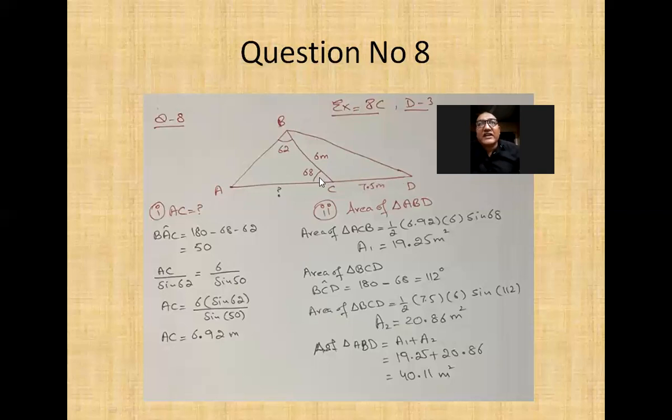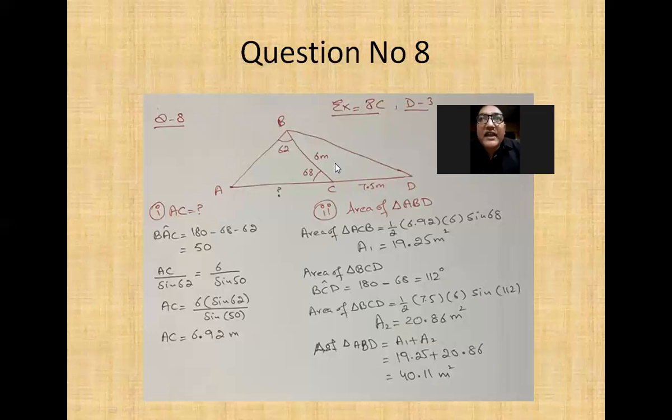It's a straight line. If this portion is 68, then this angle will be 180 minus 68. So you can see here we have found the BCD angle, that will be 180 minus 68, and that will be 112. So I know that this angle is 112. I know the two sides of this triangle, and I know the angle in between these two sides. So I can find the area of this triangle.